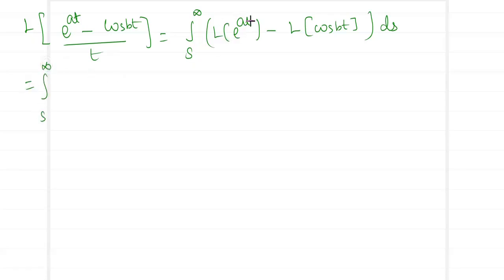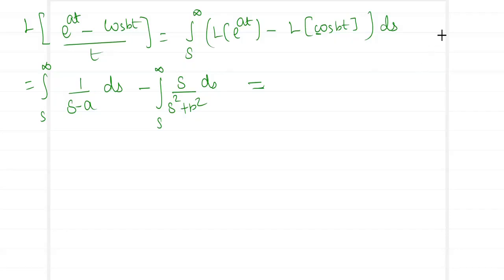What is Laplace of e power at? It is 1 divided by s minus a; if it is plus a in the exponent, then here it has to be minus a, with respect to ds, minus Laplace of cos bt. If it is cos, then the numerator has to be s. So it is s divided by s square plus b square, integral from s to infinity, ds. Now let us integrate these two components separately.